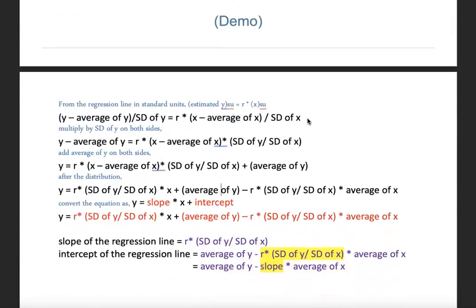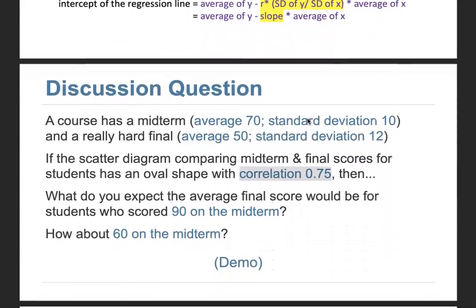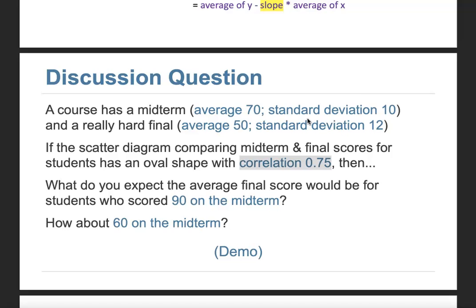Continuing, we will work on 2 discussion questions. For the first one, please make sure after you understand the question, you pause the video and work by yourself before you see the answer. In this question, we have a course with 2 sets of data: the midterm exam data and the final exam data.